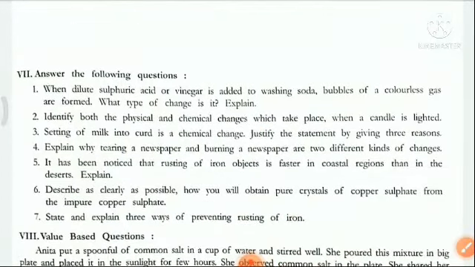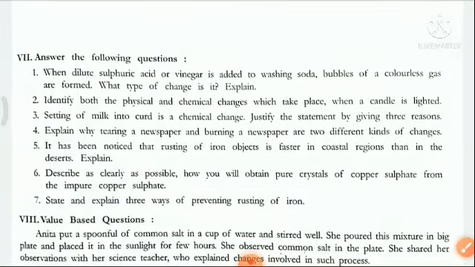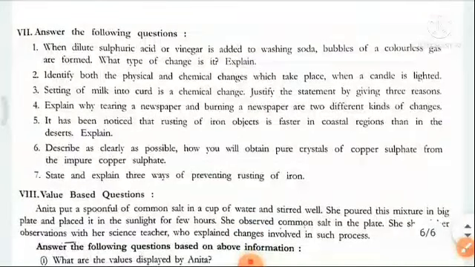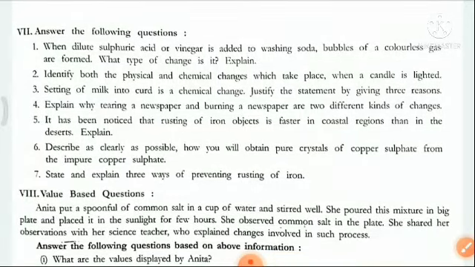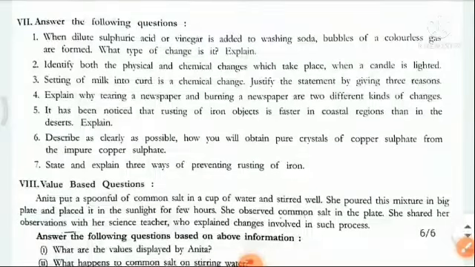Now answer the question. So question number 1, when dilute sulfuric acid or vinegar is added to washing soda, bubbles of colorless gas are formed. So sulfuric acid and vinegar both are acids. Okay, and during our class we have already seen that when dilute sulfuric acid is added to washing soda, what happens? The colorless gas that is formed is carbon dioxide. So this gas is formed because there is a chemical reaction in which we get a salt.